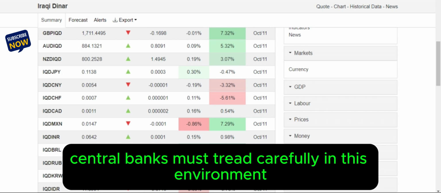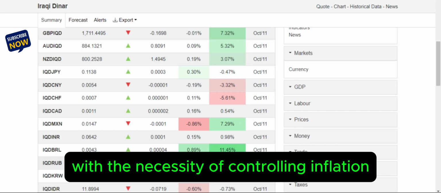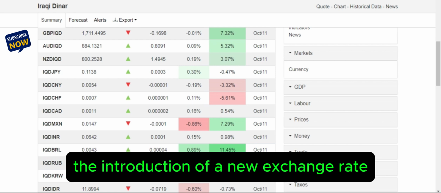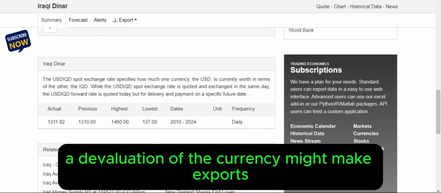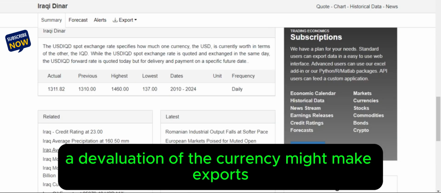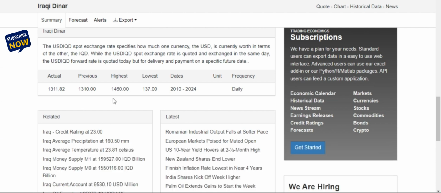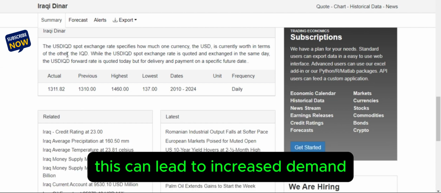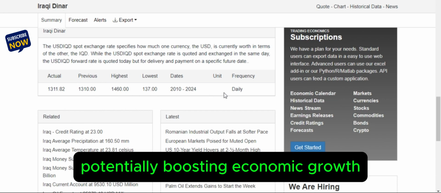Central banks must tread carefully in this environment, balancing the need to support economic growth with the necessity of controlling inflation. Moreover, the introduction of a new exchange rate can have implications for trade balances. A devaluation of the currency might make exports cheaper and more competitive in the global market. This can lead to increased demand for domestically produced goods, potentially boosting economic growth.